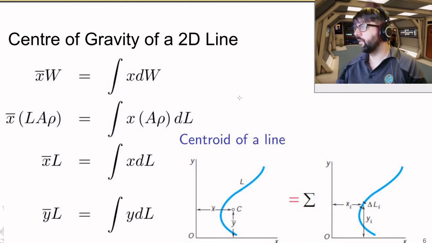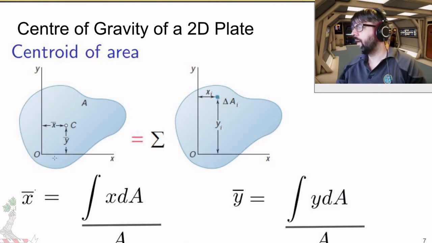Similar idea for the line. Same idea, we're just worrying about the line itself. We're worrying about the length of the individual length components of the line, and the x locations at that point. Same here with the y. And then do that integral, divide by the total length, we get our location of the centroid. Same deal with y.